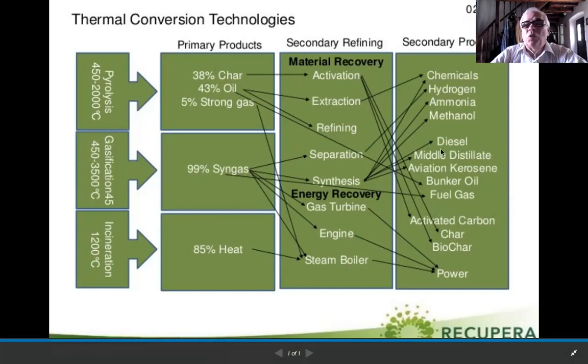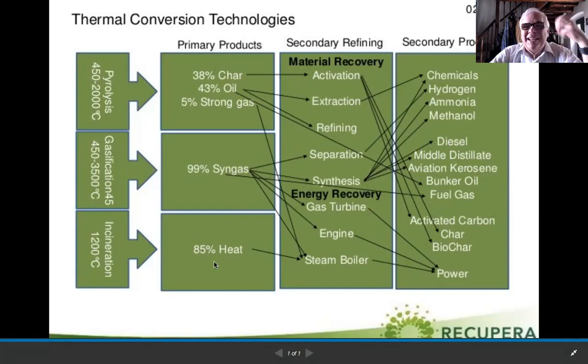Of course, you can also produce fuels: diesel, middle distillate, aviation kerosene, and fuel gas. You can do all the process. So this is, of course, the most flexible process you can have. There is no limitation for that. And lastly, you can also classify this process as material recovery and, of course, energy recovery. If you go to the next process, it is exclusive energy recovery.